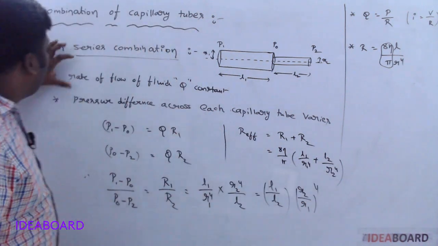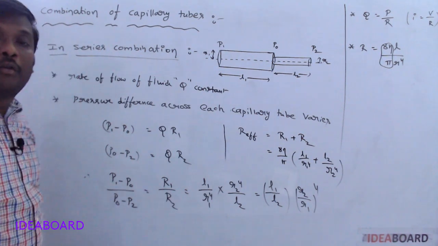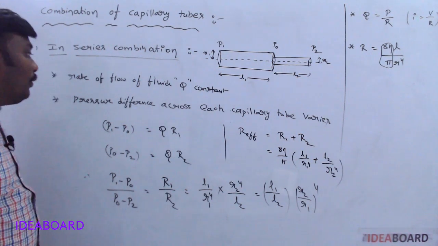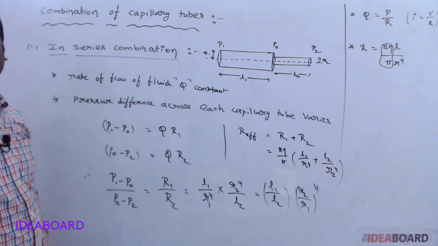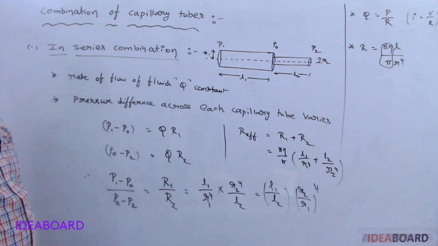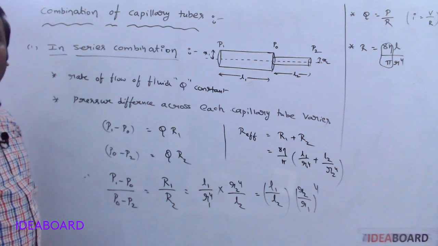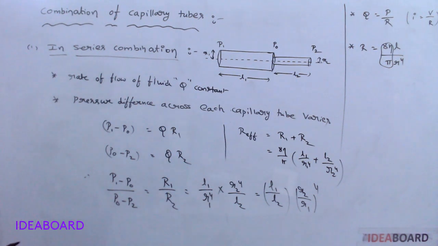Always keep in mind, in series combination, the rate of flow of fluid always remains constant and only the pressure difference across each capillary tube varies. This is about series combination. Okay? Copy it.